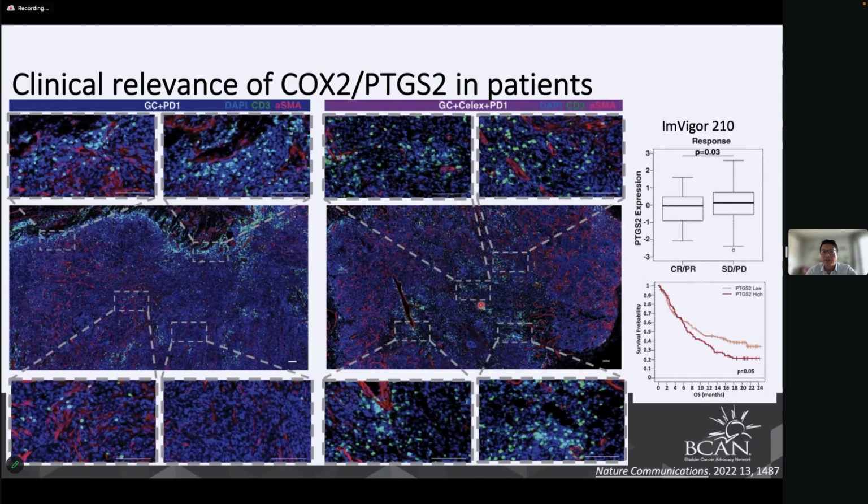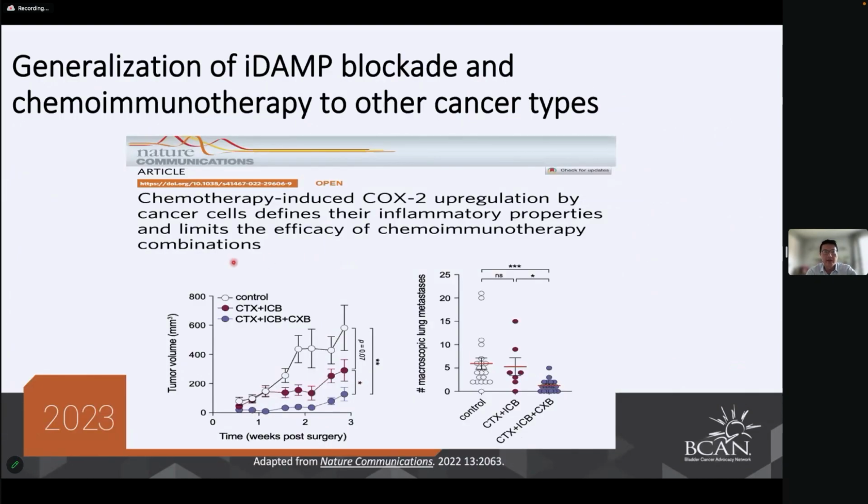And this pathway is clinically relevant, since we also looked at MVSC 210, where pre-treatment tissues show that PTGS2, the COX2 pathway, is upregulated in the non-responders. High expression of PTGS2 or COX2, the PGE2 pathway, is associated with a poor response in this ICI MVSC setting. And this is not only a bladder-specific phenomenon. A group in the UK published similar data in the breast cancer setting, where combination treatment with celecoxib also enhanced tumor response as well as controlled metastatic lung foci.